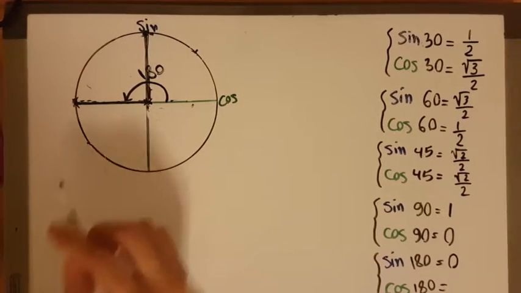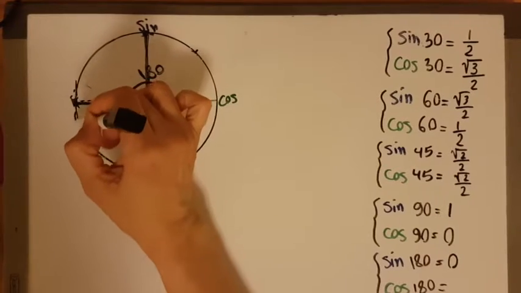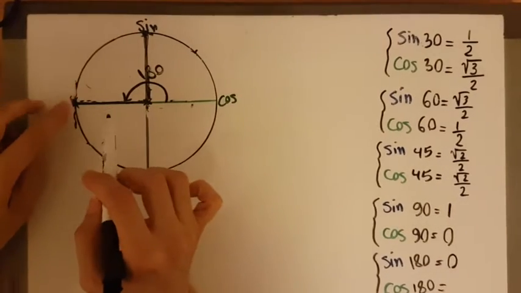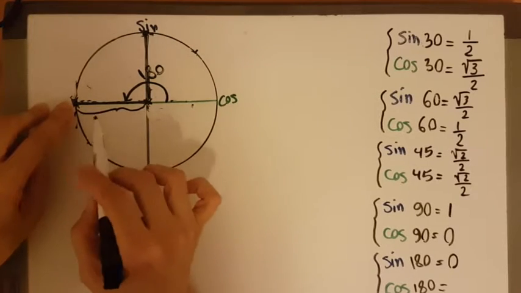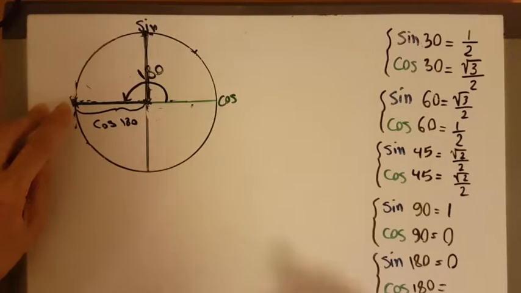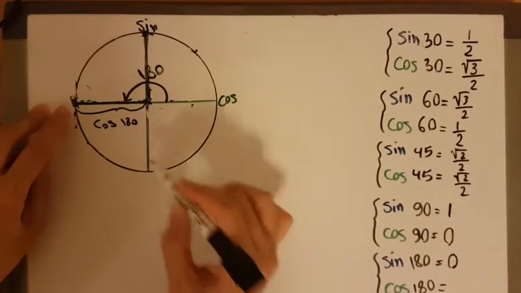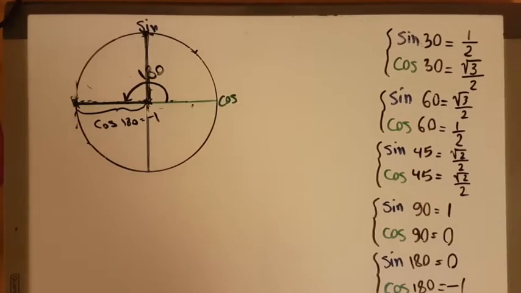And on the other hand, if I draw a perpendicular to cosine from here, I just draw a perpendicular to cosine here, it's going to meet actually the cosine at negative 1. So this is the cosine of 180, which is actually negative 1. So these are some famous angles that we have.